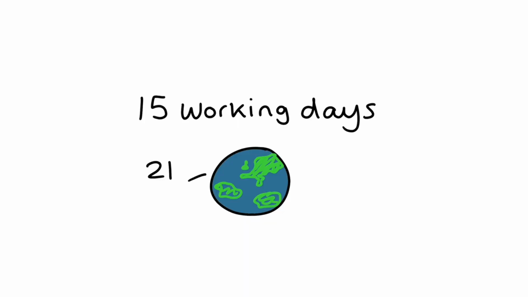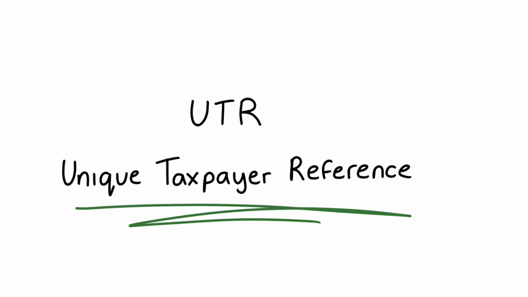Once you've registered, within 15 working days, or 21 if you're abroad, you'll receive a UTR, which stands for Unique Taxpayer Reference. Now this is what you use to submit your return, so you need to have that in order to do it. If you're impatient like me, you can actually go onto your online account and you'll probably get that sooner than the 15 days, or you can get the HMRC app and do the same thing.